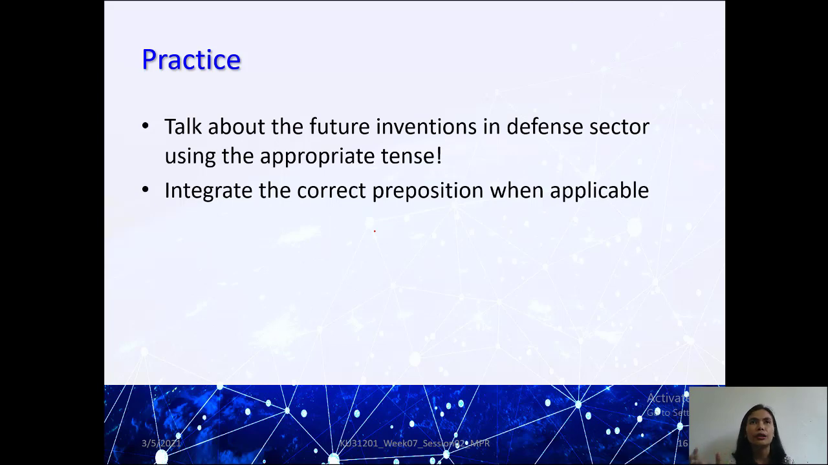I guess if you're writing a little bit about the future invention, then obviously you need to have prepositions in your writing, okay? So make sure that when you choose the preposition, you choose the correct one for expressing something, okay? So when you express time, use the correct preposition of time, and when you talk about the place, you use the correct preposition of place, okay? So that's the practice for you, and then we will discuss this in our practicum session.